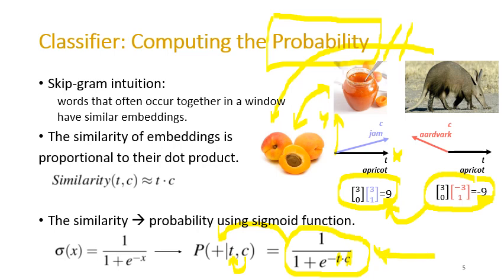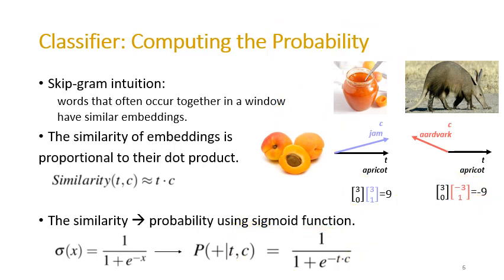So using this formula, you may see that if you have the vector for T, and the vector for C, you may compute the probability that C is classified as the context word of T.